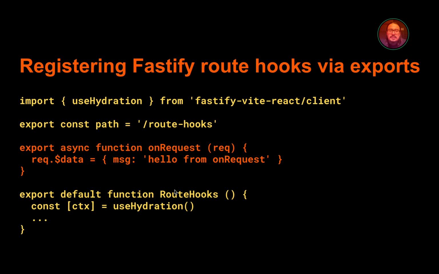So this new release also introduces the ability to export route hooks via exports. So in here you can see that I'm exporting a Fastify on request hook for this Vue component. It will automatically be registered and executed, and whatever you place under req.data will be automatically hydrated on the client for first render, as long as you use hydration.